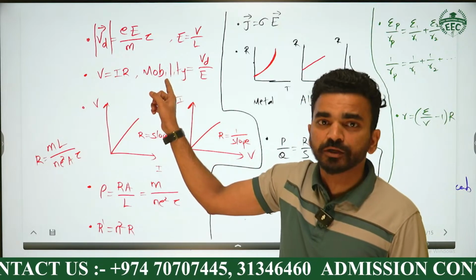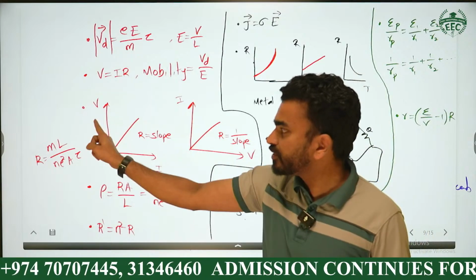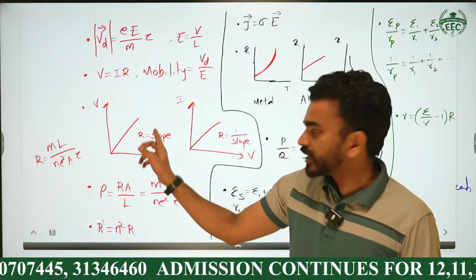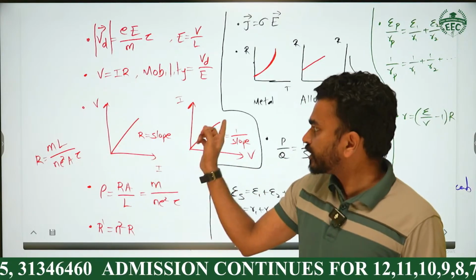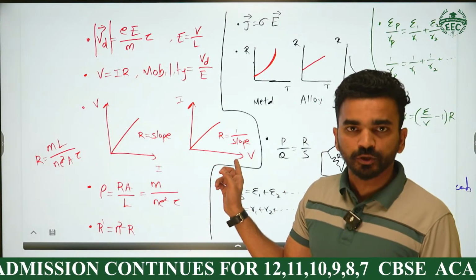And mobility means what? Mobility. Drift velocity by electric field is called what? Mobility. And VI graph is what? This is a VI graph, and resistance will be directly the slope. Instead, if the axes are interchanged, IV graph, then resistance will be what? 1 by slope. Are you okay?